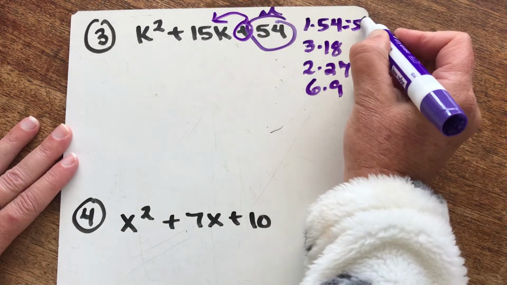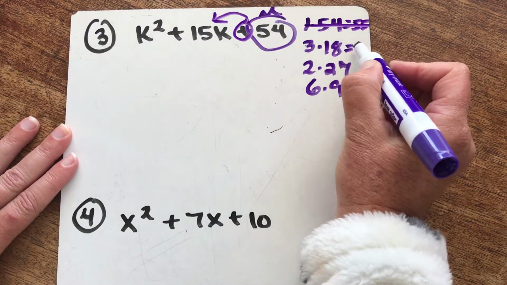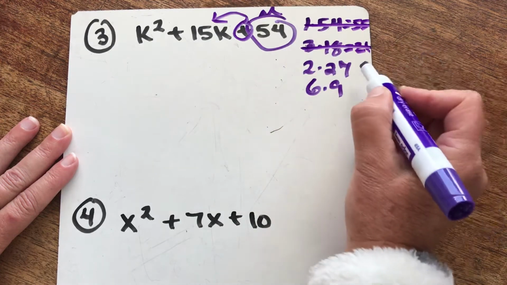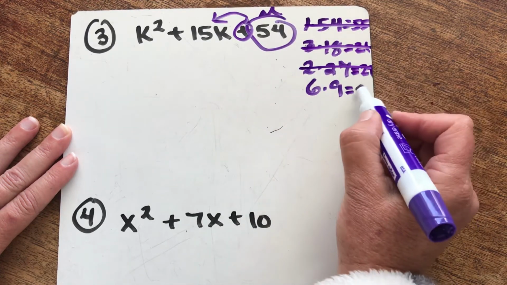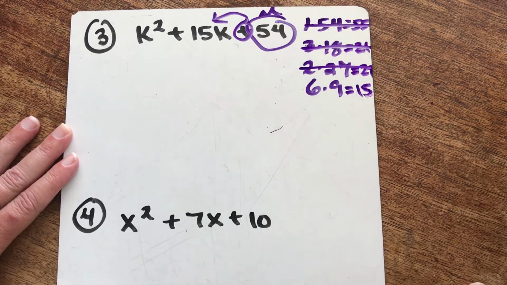Well, those add to give me 55, not it. Those add to give me 21, not it. Those add to give me 29, not it. And those add to give me 15. Well, I found my two factors that multiply to give me 54 and add to give me 15.